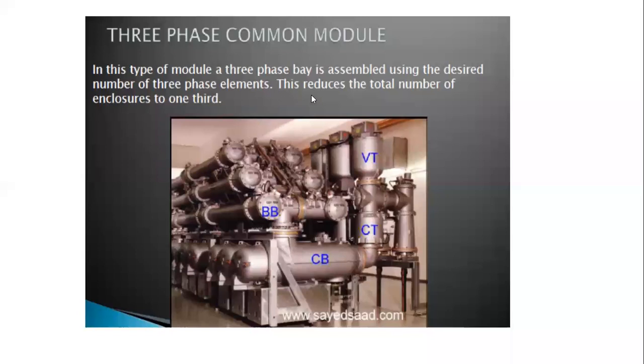By using these elements, we reduce the total number of enclosures. By using this, we can reduce the total number of enclosures to one third. This is the practical view of the three phase common modules.